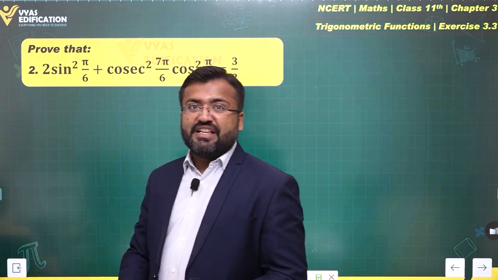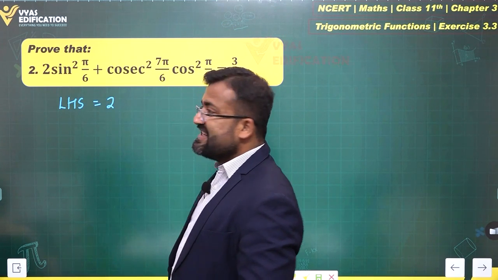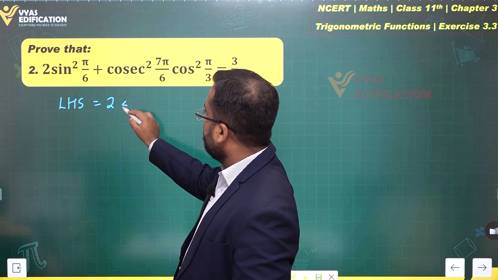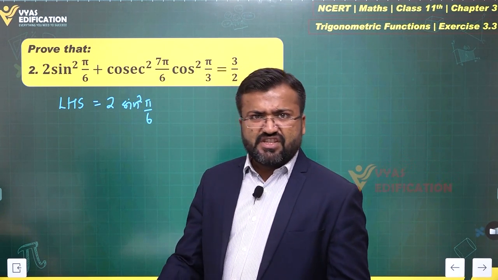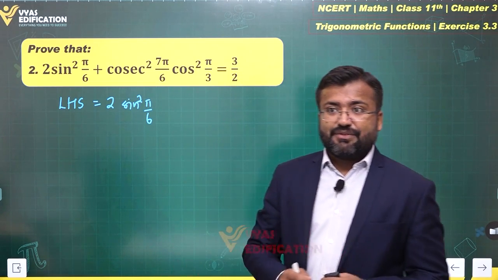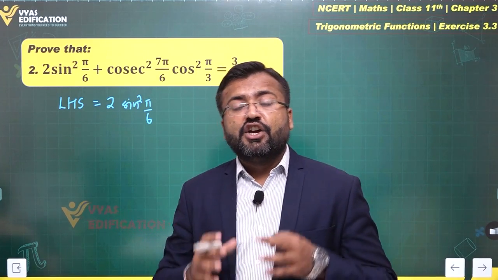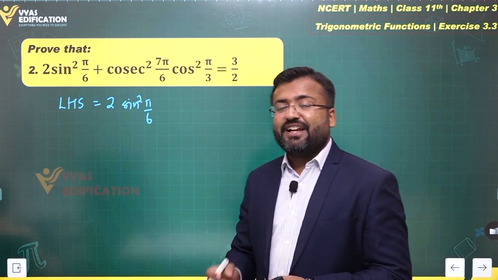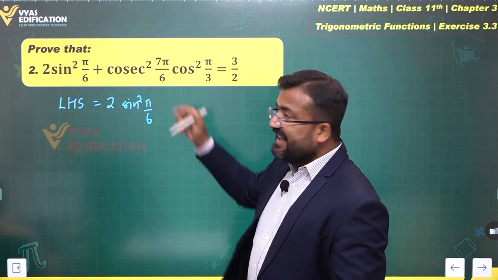Sine pi by 6 is pretty simple. In the LHS, we have 2 times sine square pi by 6. We know the value of sine pi by 6, which is 1 by 2. We'll use that. What about cosec 7 pi by 6? Now, cosec 7 pi by 6 is not a standard angle. It is an allied angle, right? So, for cosec 7 pi by 6, I need to write it in the form of an allied angle. This is slightly greater than pi.